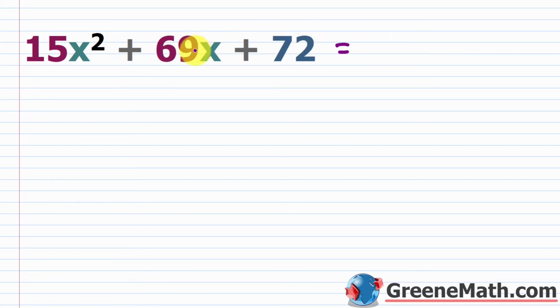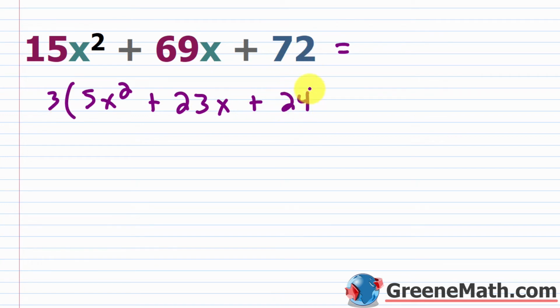But 6 plus 9 is 15. 15 is divisible by 3, so will 69 be. And 7 plus 2 is 9. 9 is divisible by 3, so 72 will be as well. So I know I can pull out a 3, and inside I would have a 5x squared plus 69 divided by 3 would be 23, so 23x. And then plus 72 divided by 3 would be 24.